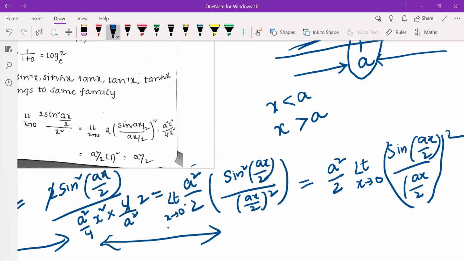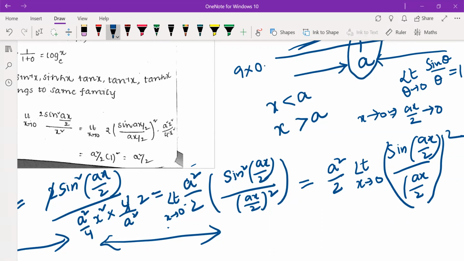We have already seen that the limit as theta tends to 0 of sin theta by theta is equal to 1. Here x tends to 0, that implies ax by 2 tends to 0. Even as a is a fixed constant, let's take for example a equal to 9. When x tends to 0, x may not be exactly 0, but it is close to 0, like 0.00001. It always tends to 0. So ax by 2 tends to 0.